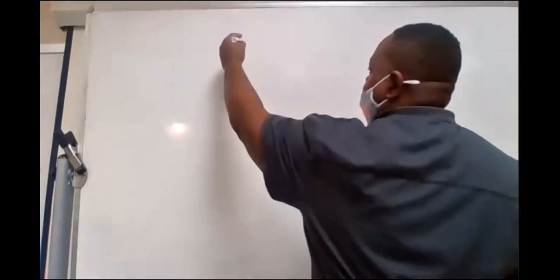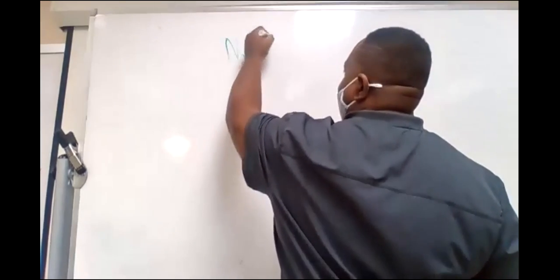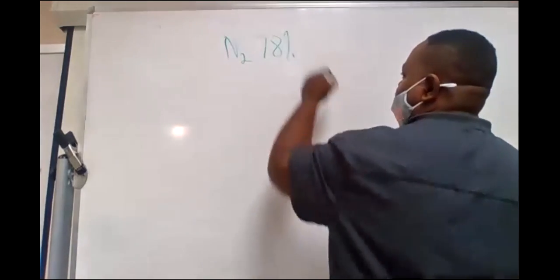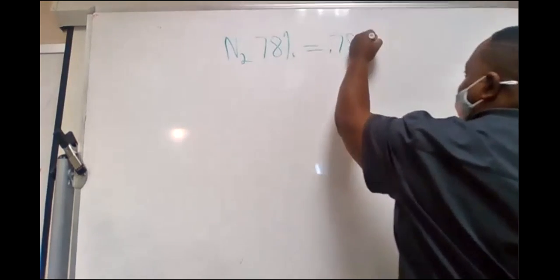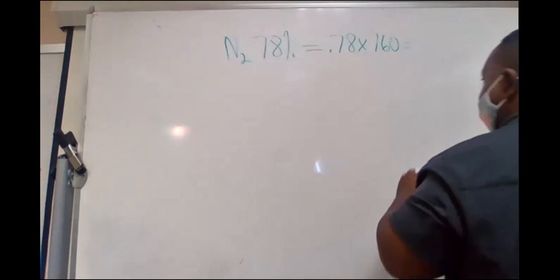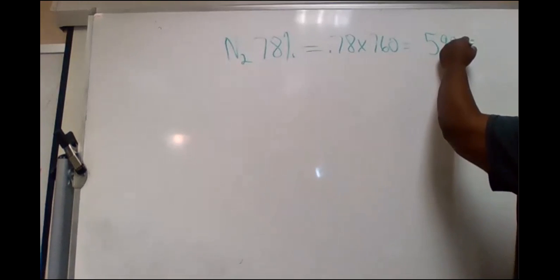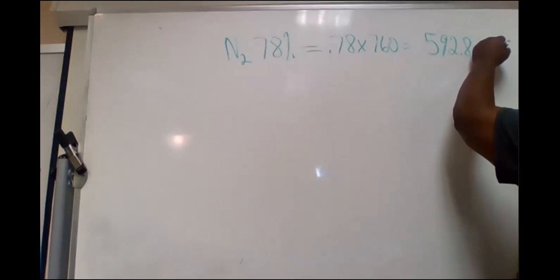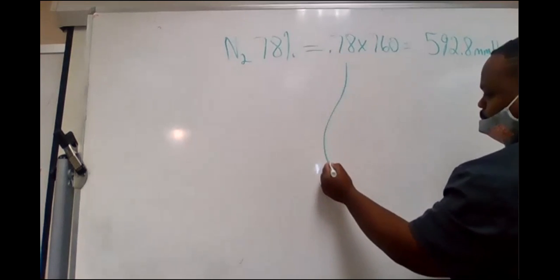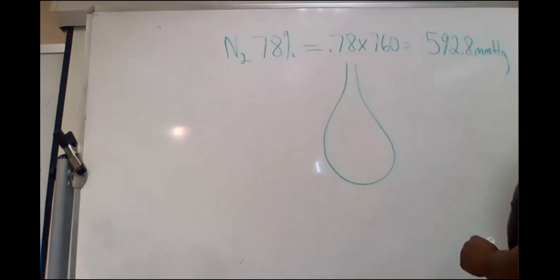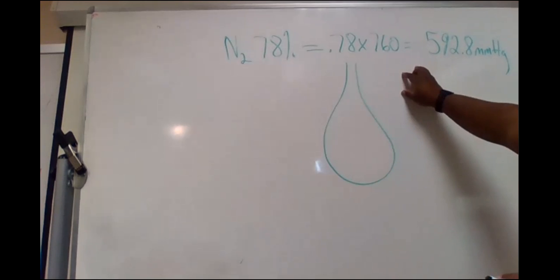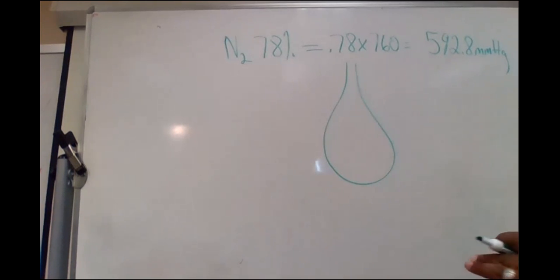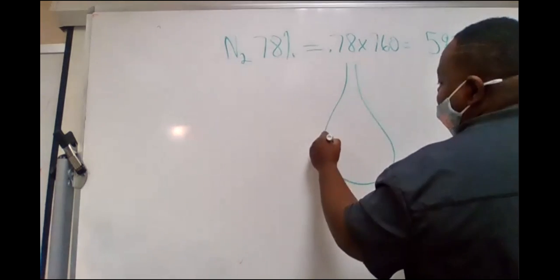Okay. All right. So nitrogen is 78% of the atmosphere. That is 0.78 times what? 760 equals what? 592.8 millimeters of mercury. No, this is not the oxygen part. We're just going by what nitrogen exerts. When you pull in the nitrogen, this is what it exerts. Okay, it exerts 592. So that's nitrogen.